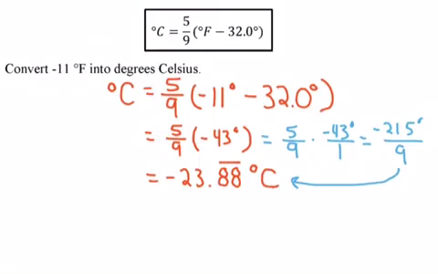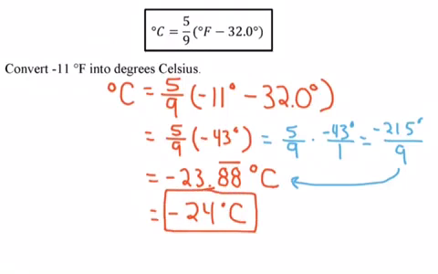Now, there is one thing that I want to do because of the temperatures that I'm given up here. I need to round this number, which is not something that we've talked about yet, but it's something that we'll cover in the coming weeks. But I need to round this final answer to be just negative 24 degrees Celsius. And that is your final answer in degrees Celsius. So what that means is negative 11 degrees Fahrenheit is the same as negative 24 degrees Celsius, approximately.